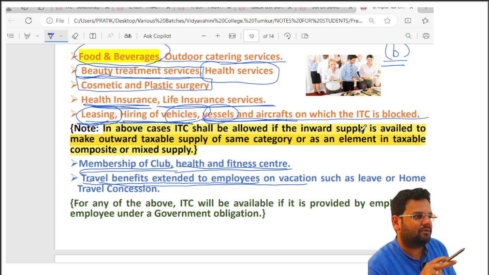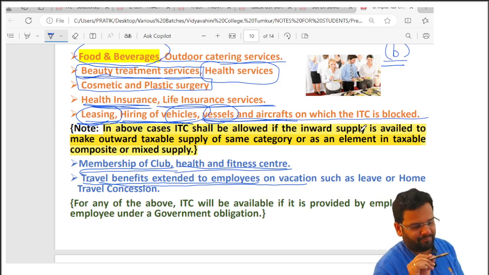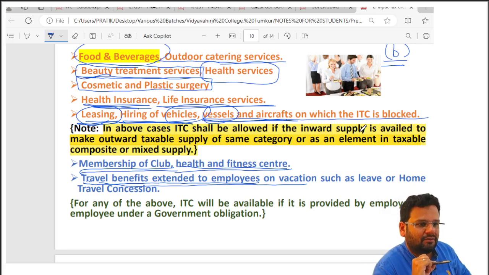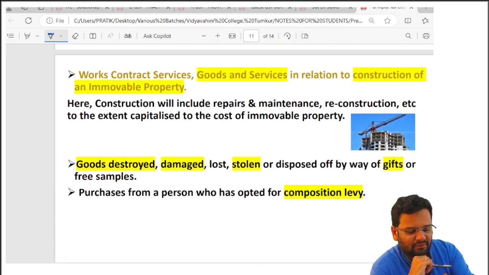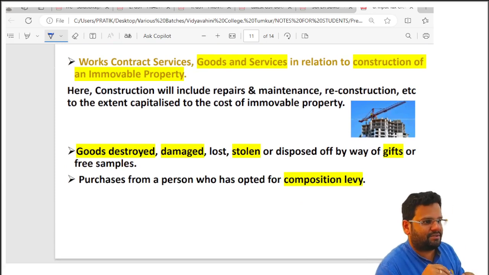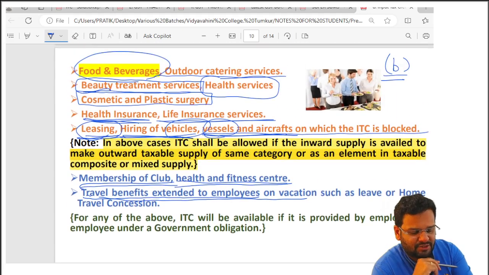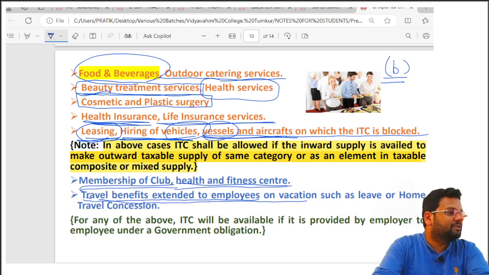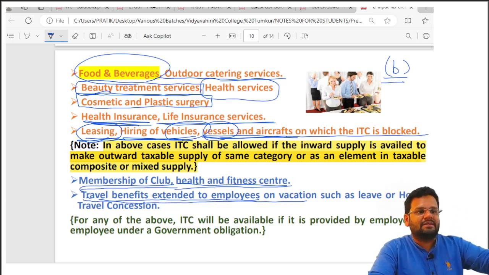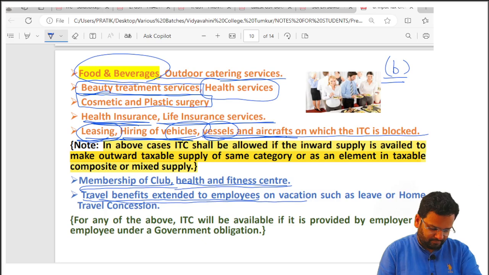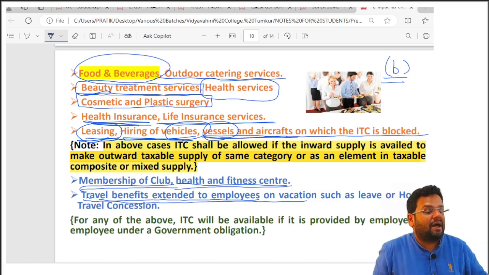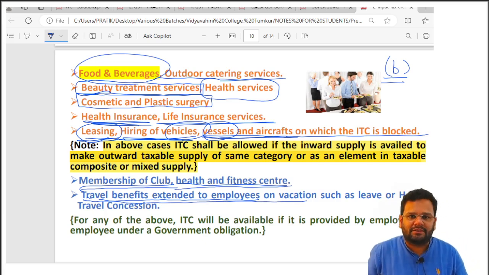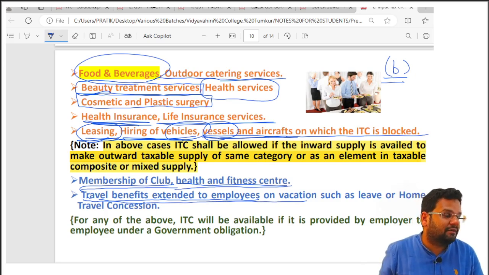See, I am giving only such examples which are not covered in our sums. Those things which will get covered in sums, I am not giving you again as examples. So, a company purchases food and beverages for its canteen, which is maintained as per Factories Act.